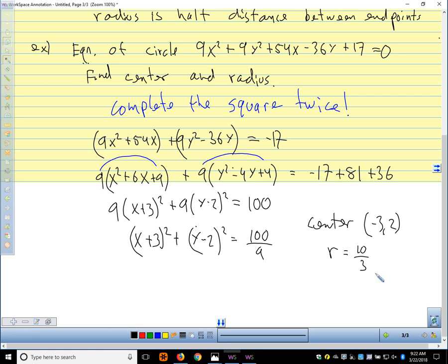Isn't that nice? When you go further, when you talk about three-dimensional shapes, to find the vertex of a parabola, the center of a sphere, you have an x and a y and a z, so you complete the square 3 times. And again, the negative b over 2a thing doesn't work here. That only works for parabolas. All right, questions there? Okay, let's talk about parabolas next.